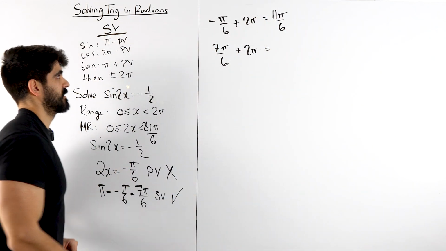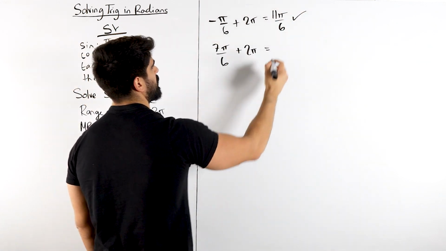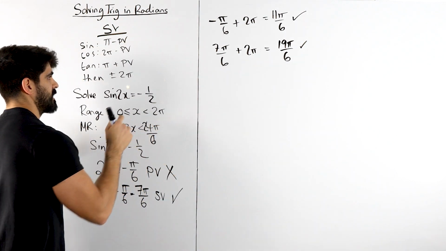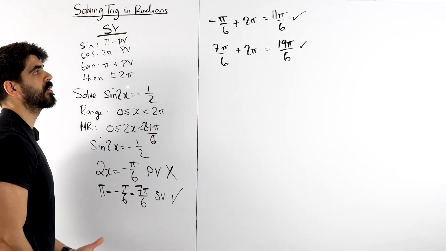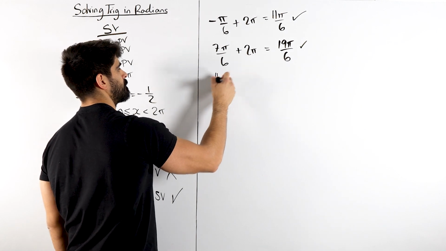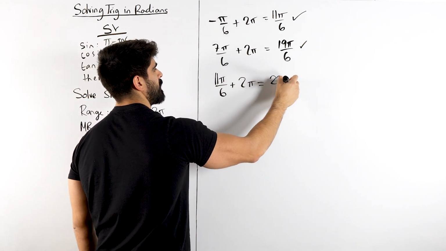Is that in the range? Yes. When you add 12, you get what? 19 pi over 6, which is also in the range because it's less than 24 pi. Can you keep going? Yes, because if you take this and add 2 pi, when you add 12, you get 23 pi over 6.